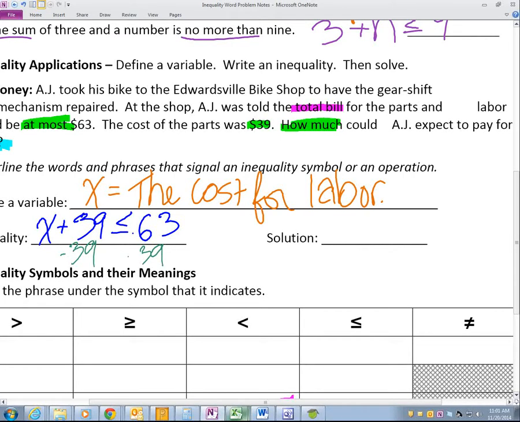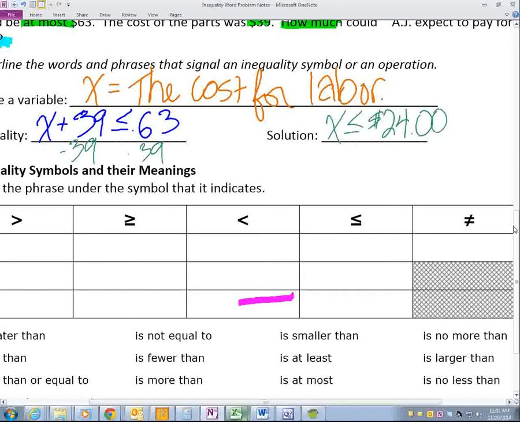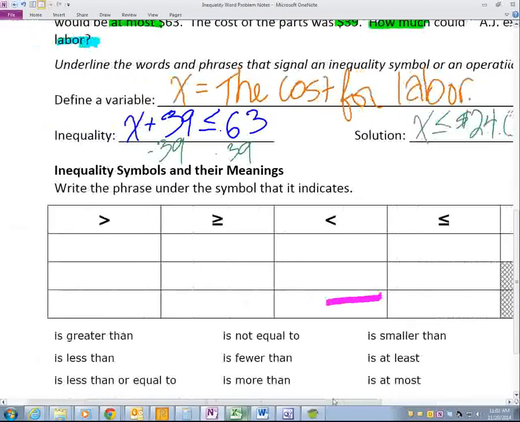So my solution is x is less than or equal to 24 bucks. Less than or equal to $24. The inverse of addition is subtraction. Why is there a line there? Because I tried to shift it over, but I missed.